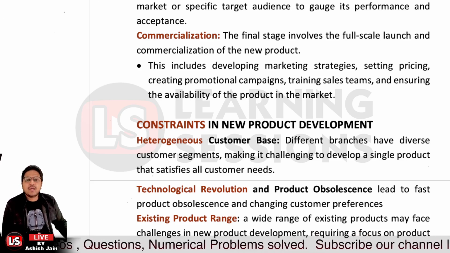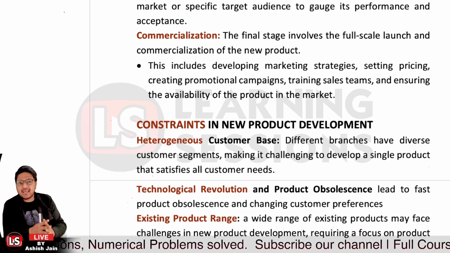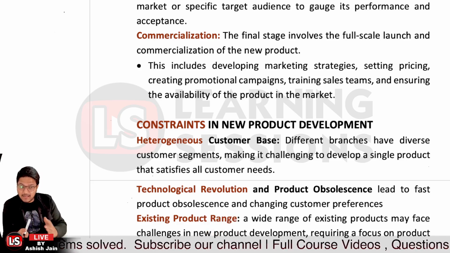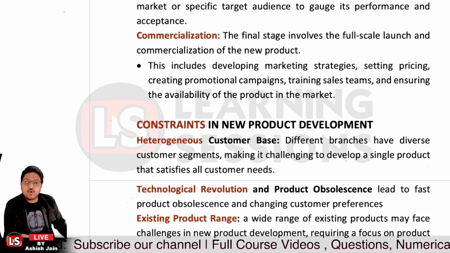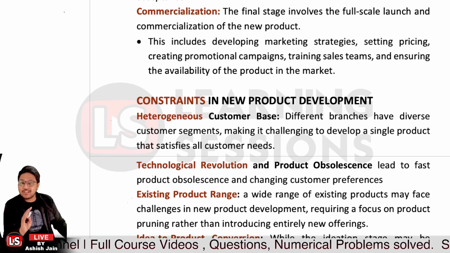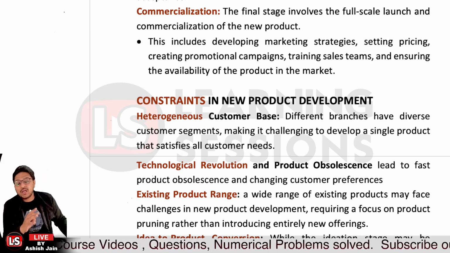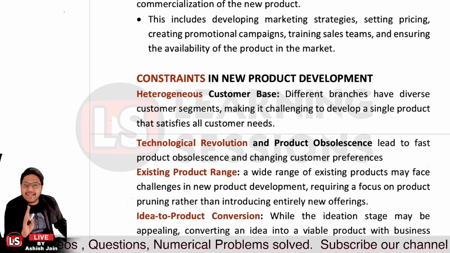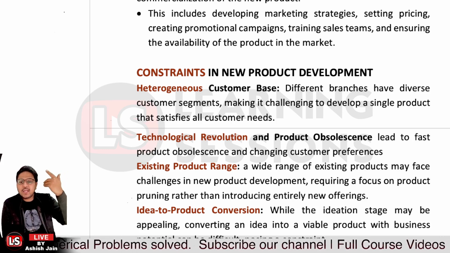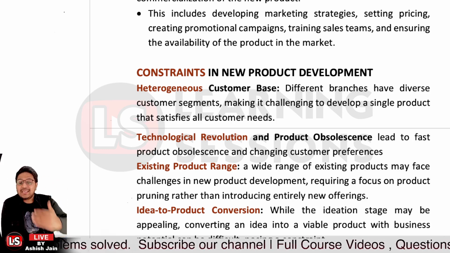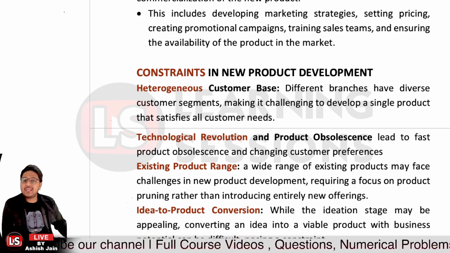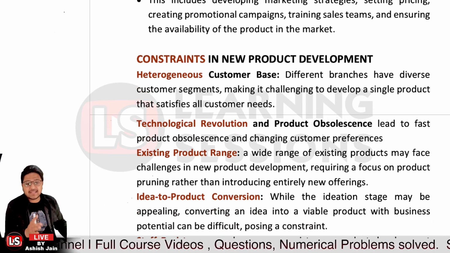And the third one is related to existing product range. It may be the case that your wide range of existing products imposes a particular challenge to new product development, and you need to focus on all the products where previously you were focusing on a limited number of products. So that's also a hurdle. Fourth is idea to product conversion. I may have generated a lot of new and very innovative ideas, but how viable are they, and how can I change those ideas into reality? That's also a very important and difficult task that must be looked into.